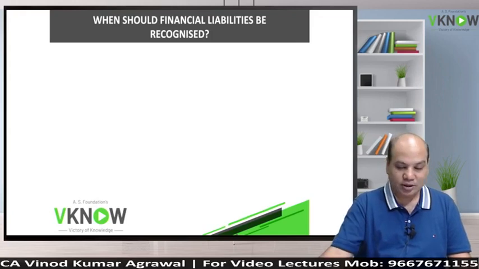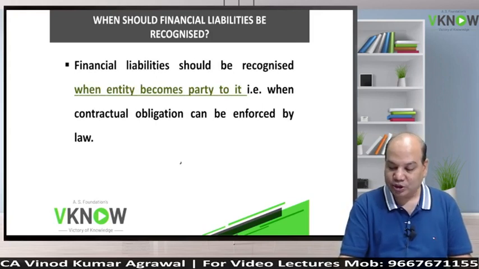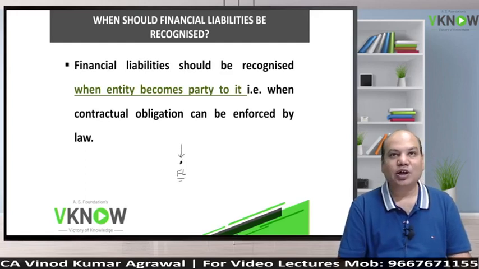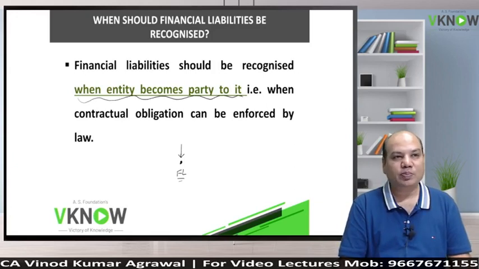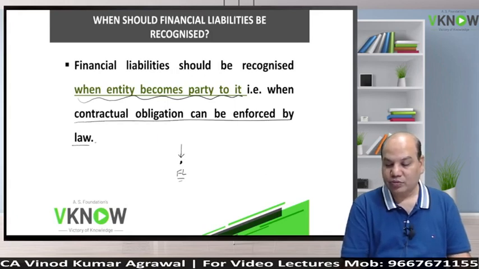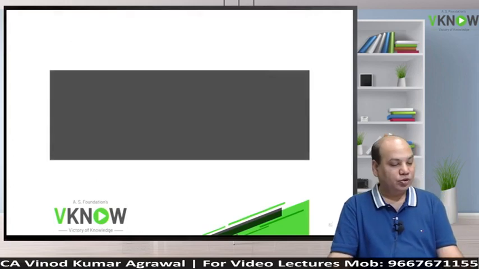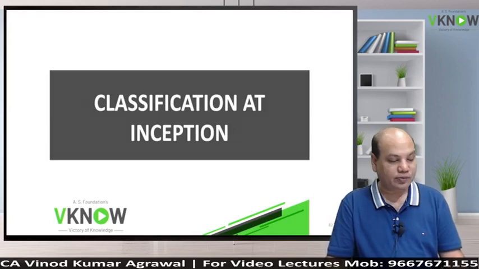Ready? Accounting begins now. When should a financial liability be recognized? What is the point of time at which I should bring the financial liability into the books of account? The answer is: a financial liability should be recognized when the entity becomes a party to it. What do you mean by party to it? It means when the contractual obligation can be enforced by law.